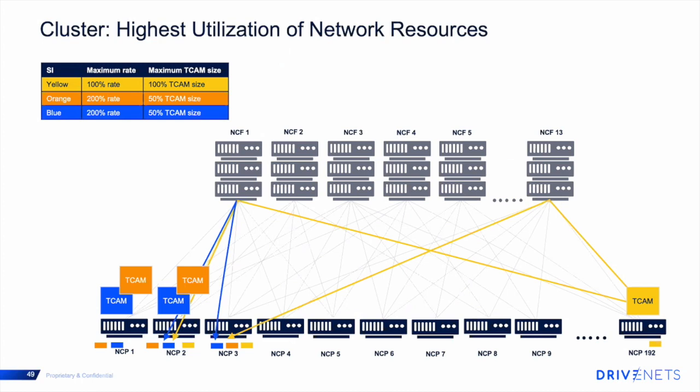I'll take another two services of choice. One would be the orange one, let's say internet peering, which needs 200% of rate, like 8 terabit per second, and 50% of the TCAM. Let's say it's the internet table, we can do it with much less, but just for example's sake. And the blue one would be, for example, a short uplink or something like a core device.